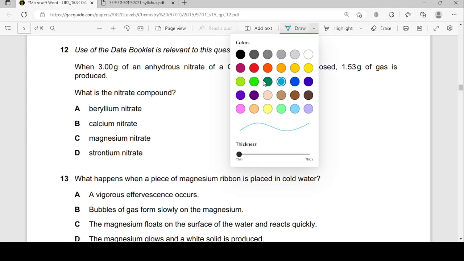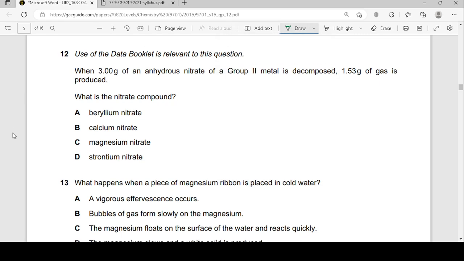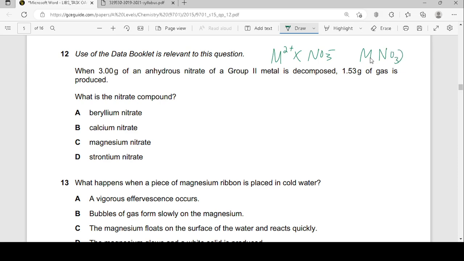Use of the data booklet is relevant to this question. Okay, I think we're nearing the inorganic side now, although this is still a bit of a physical chemistry type question. So anyways, an anhydrous nitrate of a group 2 metal. I'm going to assume the metal is just M, and because nitrate is going to be an ionic compound, I'm going to say M2+ and NO3- will be the general formula of a group 2 nitrate, that will be M(NO3)2, alright?